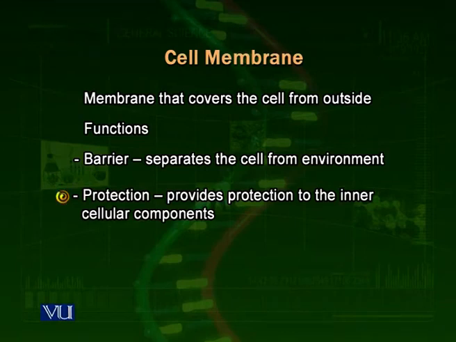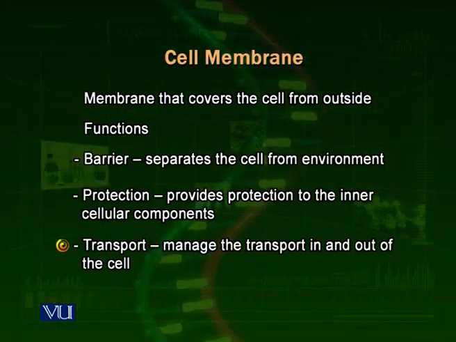It gives protection to the internal parts of the cell. Internal parts of the cell are delicate. They may be damaged in response to any pressure or tension exerted on the cell. The cell membrane protects it, separating or isolating the inner part from the external environment.